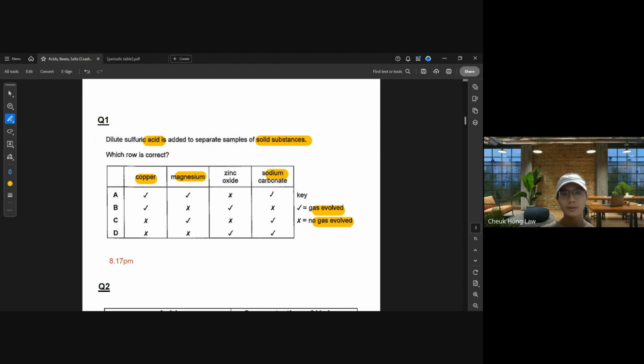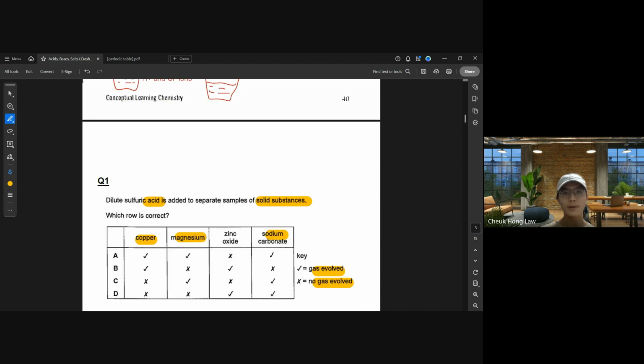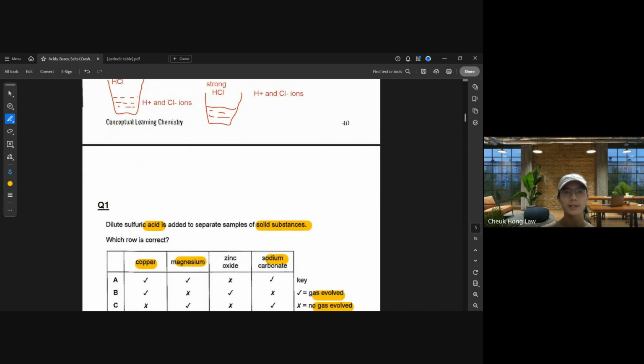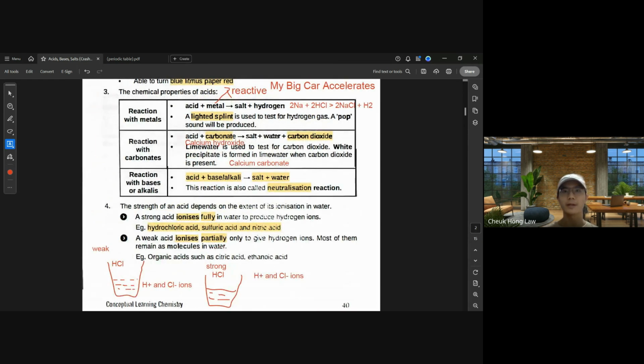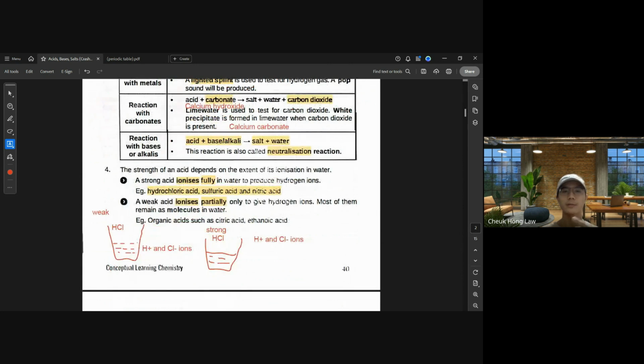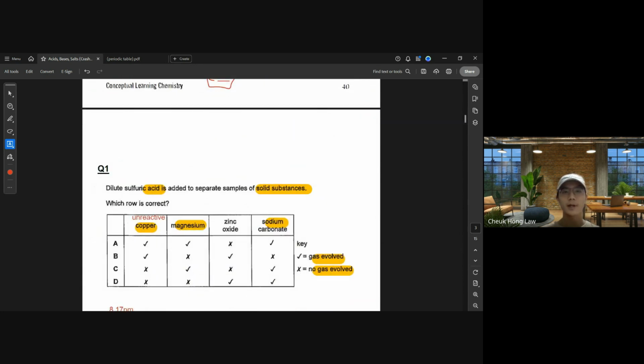So we have copper, magnesium, and sodium carbonate. Now, copper, would there be a reaction with dilute sulfuric acid? Actually, there won't be any reaction because copper is unreactive. Remember I said acids have to react with a reactive metal in order to form salt and hydrogen. So because copper is unreactive, there will be no reaction, and therefore there won't be any gas involved. So we can cross out options A and B.